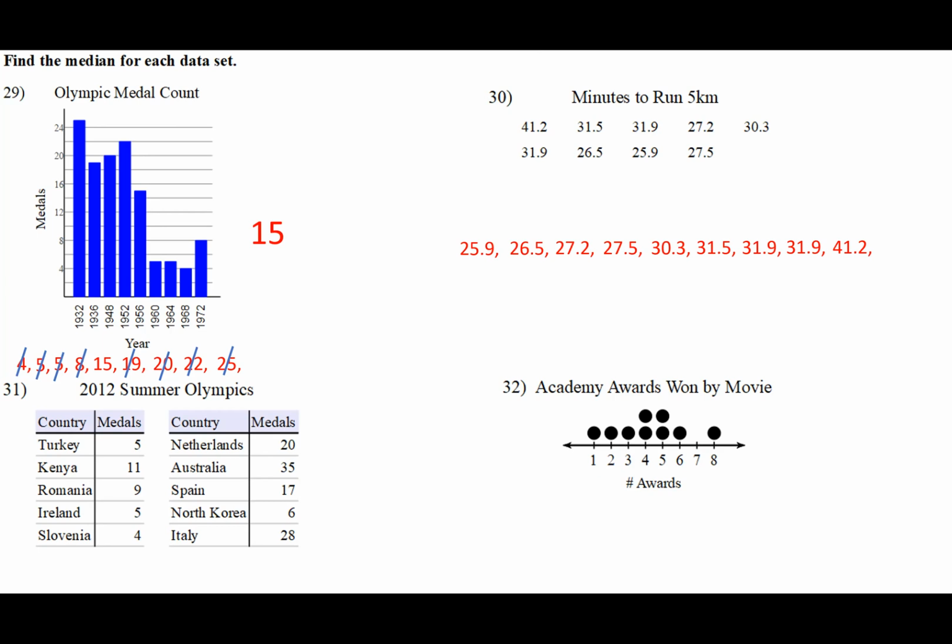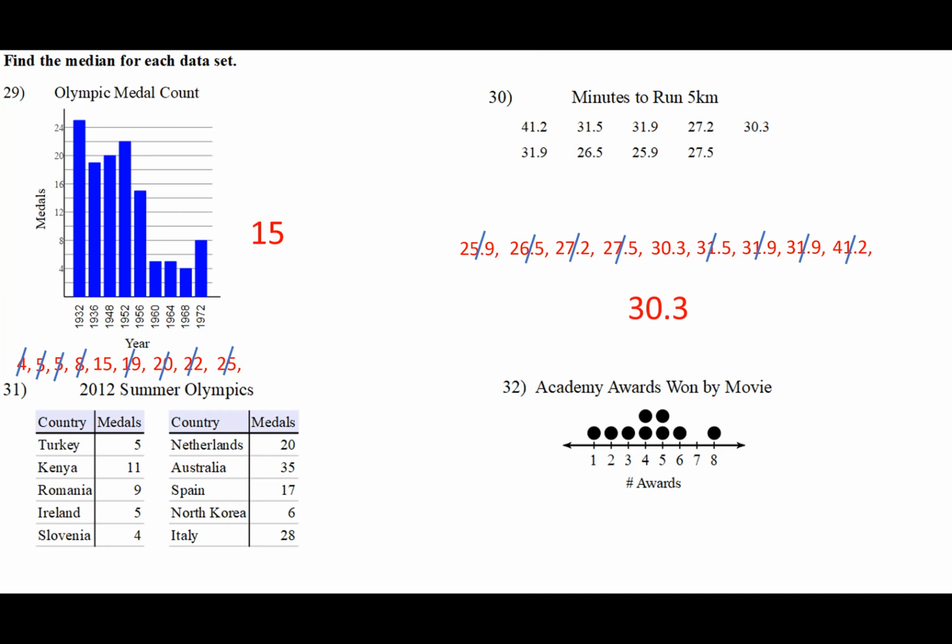Let me cancel the smallest number and the biggest number. I made my list a little bit smaller. Let me do it again. Let me cancel the smallest number and the biggest number, and again and again. That number in the middle, that's the median. So in this case, 30.3.